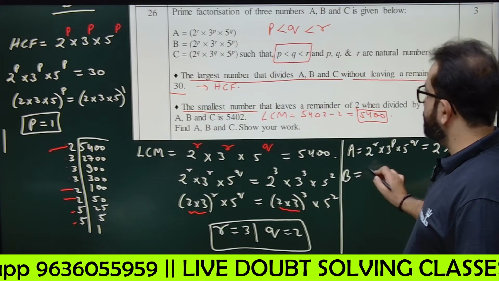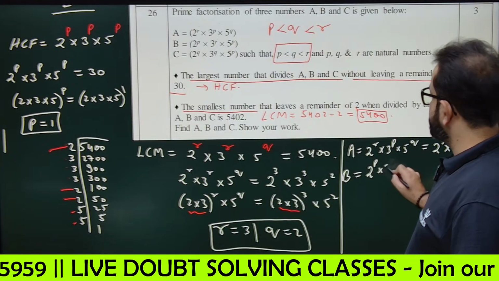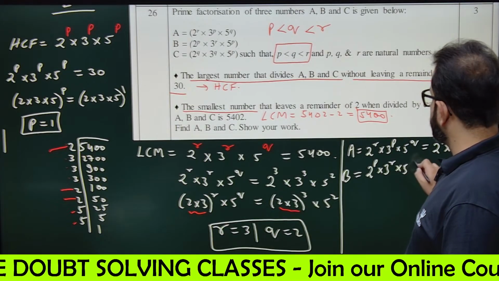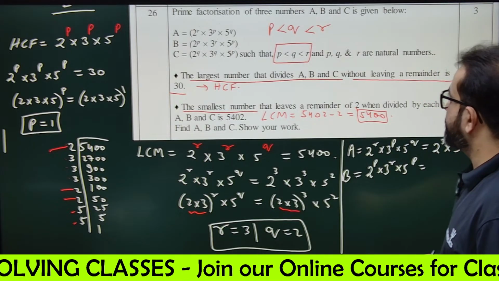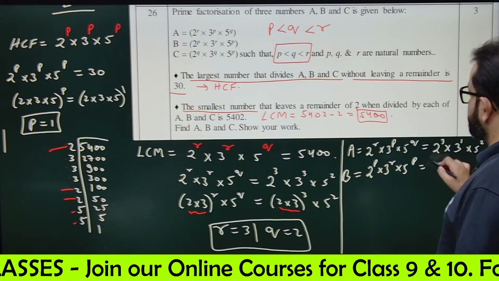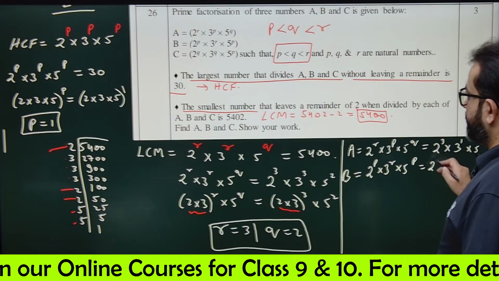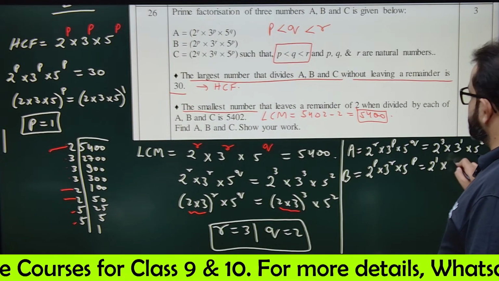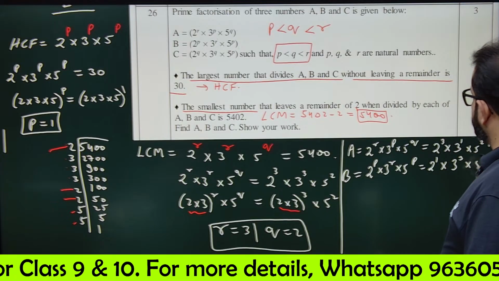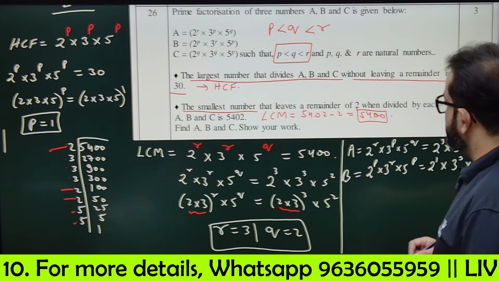So B will be equal to what? 2 raised to power P into 3 raised to power R into 5 raised to power P. Okay, P R P. So 2 raised to power P would mean 2 raised to power 1, as P was 1. 3 raised to power R, 3 cube, and it will be 5 raised to power 1 because 5 raised to power P is there.